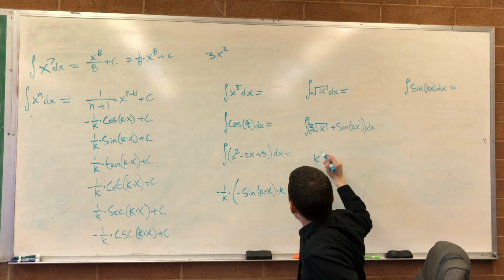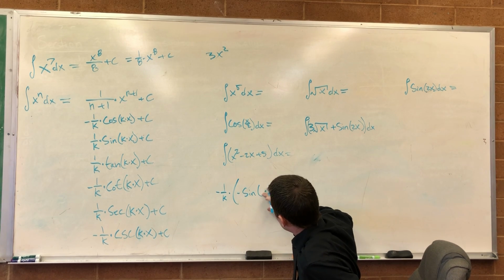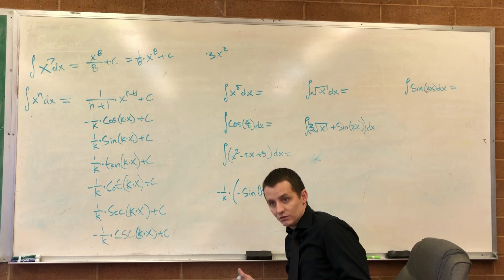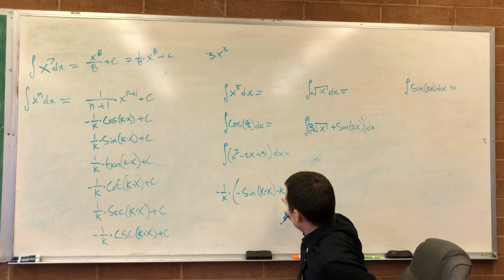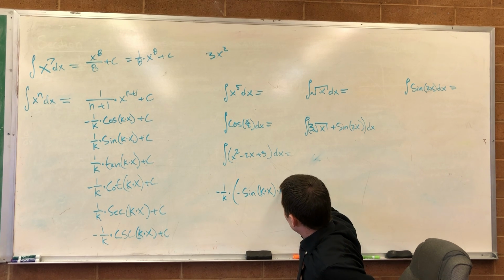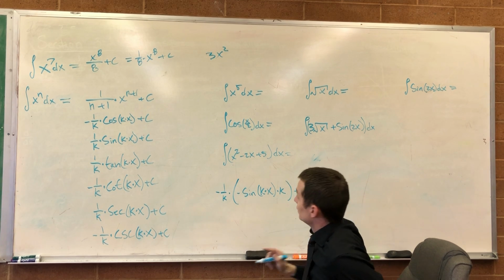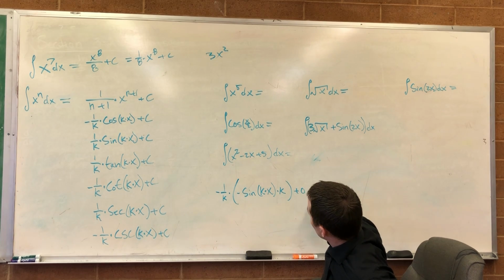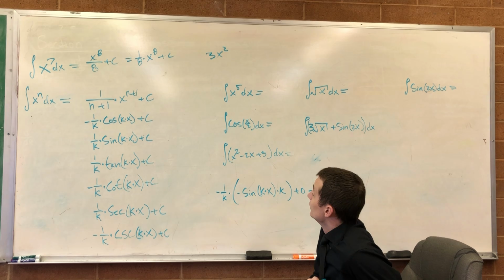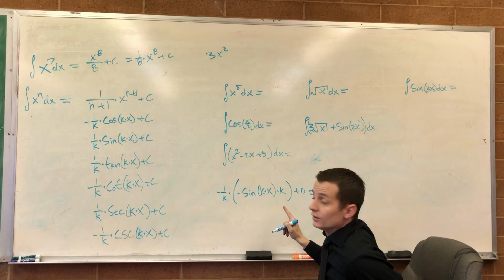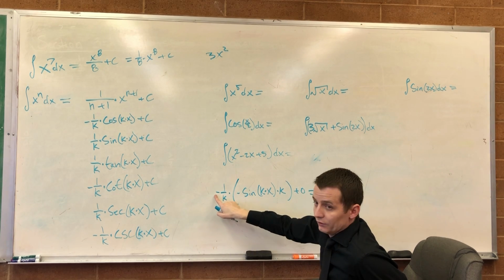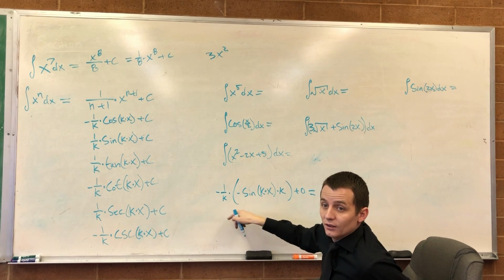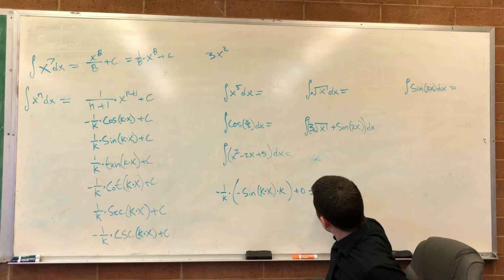What's the derivative of k? K is just a constant, like 7, so it doesn't matter. So times k plus 0 for the constant, right? What does that all equal? Negative goes out with negative. That k cancels out with that k. And we're left with sine of k times x.